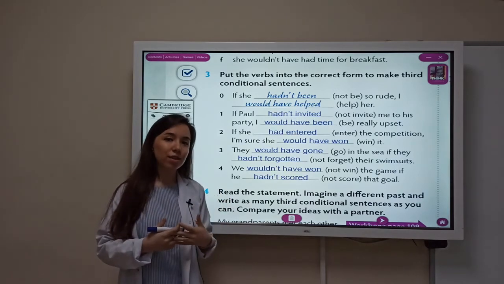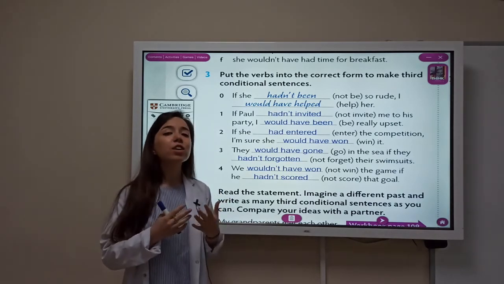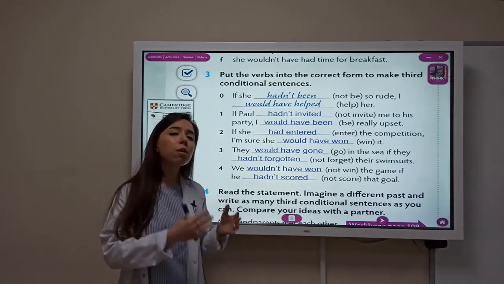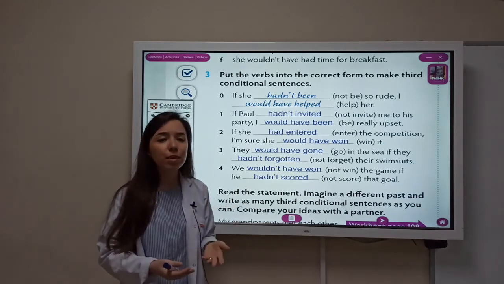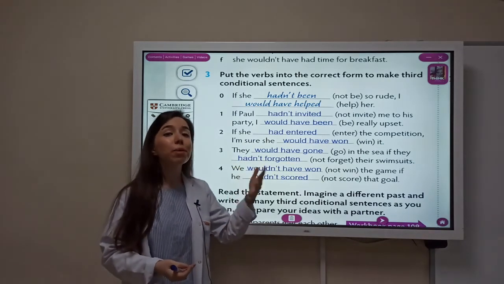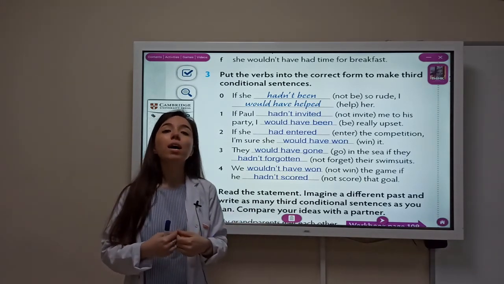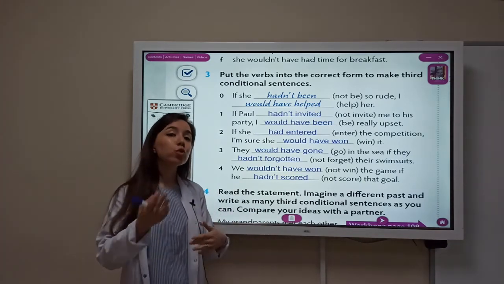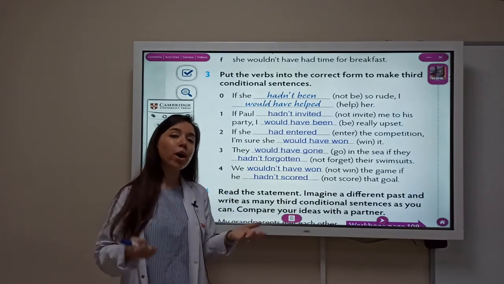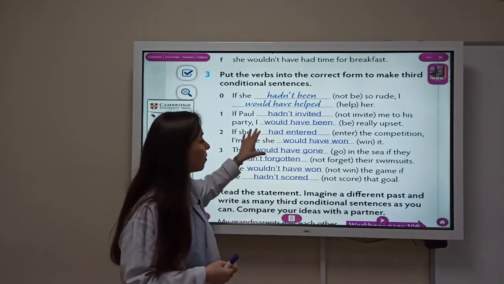You know that not just for the third conditional, for all types of grammar, you need to practice all the time. Yes, you need to make sentences, you need to talk with your friends, to compare your ideas, to share your ideas, to understand it better. So this is one of the best parts.